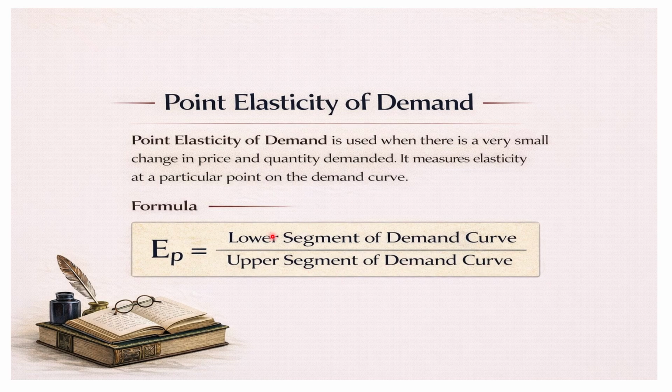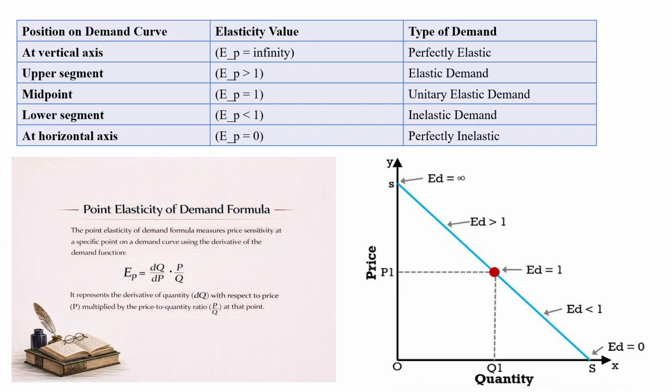So here the lower segment of demand describes the distance from the point to the quantity axis, and the upper segment of demand describes the distance from the point to the price axis. Let's see the point elasticity of demand in a graphical way or in a table way.